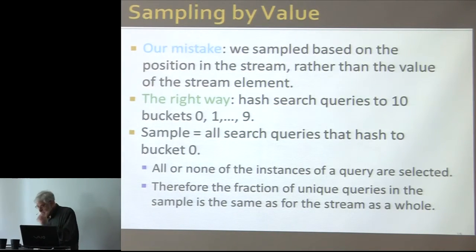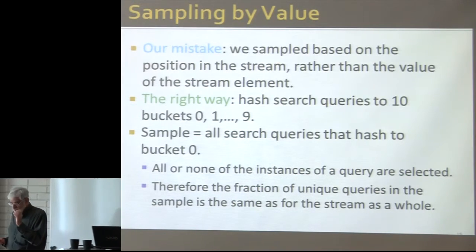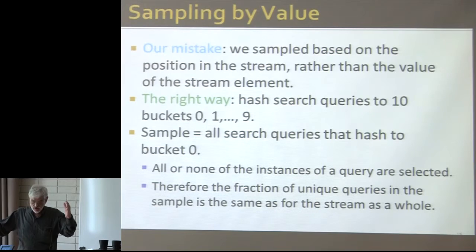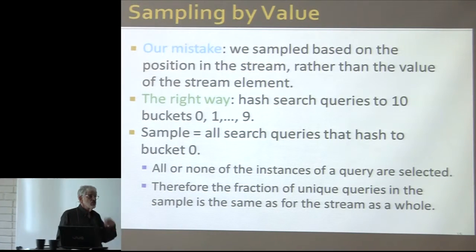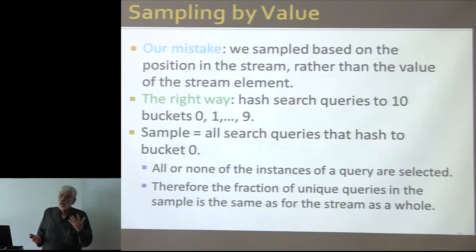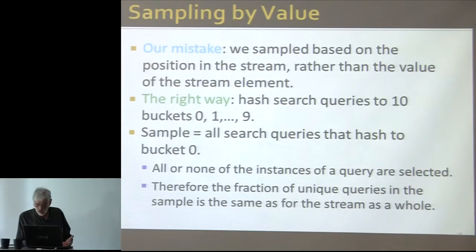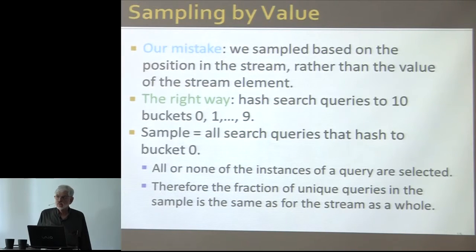Now, the nice thing about this is, if you look at a search query, say, it will either be in bucket 0 or it won't. If it's in bucket 0, all of its occurrences are in the sample. So if it's unique in the sample, it will be unique in the full set. If it's not in bucket 0, none of its occurrences will be in the sample. You'll never even see it in the sample. And therefore, the fraction of unique occurrences in the sample should be a good estimator of the fraction in the entire set. It should be the same fraction.